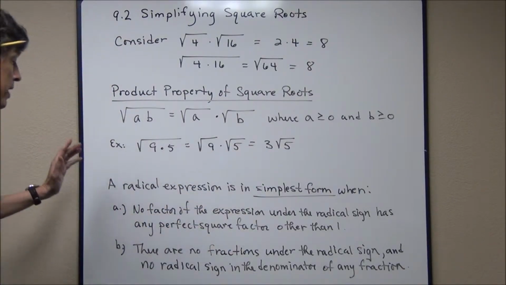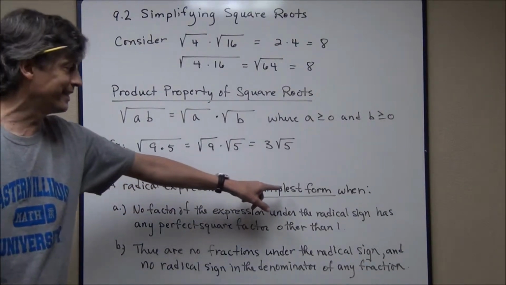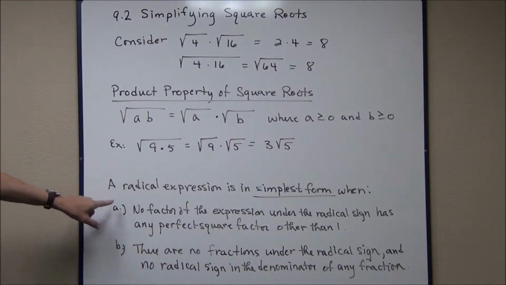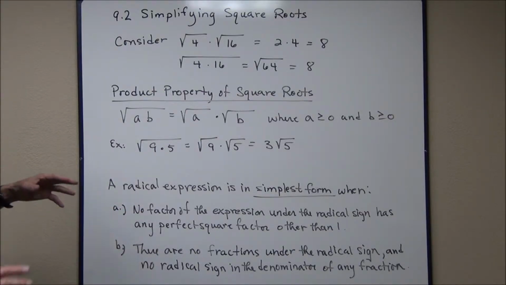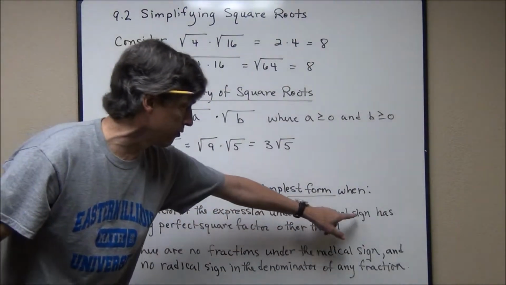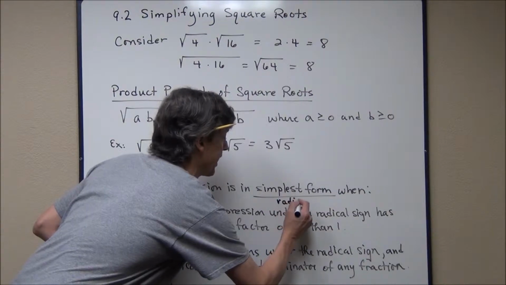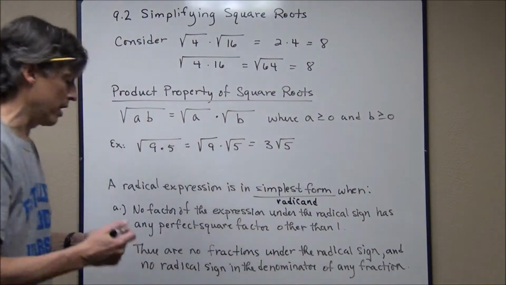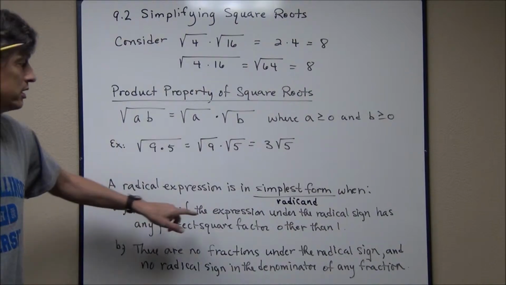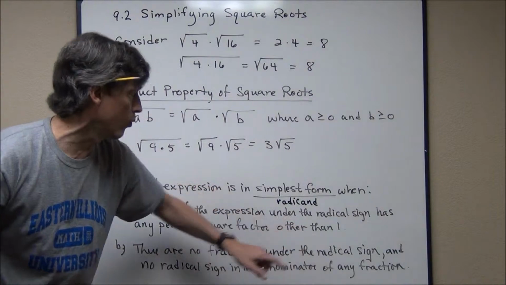Okay? So now, these two statements that I'm going to give you here are extremely important when simplifying radicals and square roots. A radical expression is in simplest form when, first, no factor, that means something that will divide evenly into it, of the expression under the radical sign. Now the expression under the radical sign has a fancy name. It's called a radicand. I'll use that from time to time, but that's the part that's underneath the radical sign, has any perfect square factor other than 1.